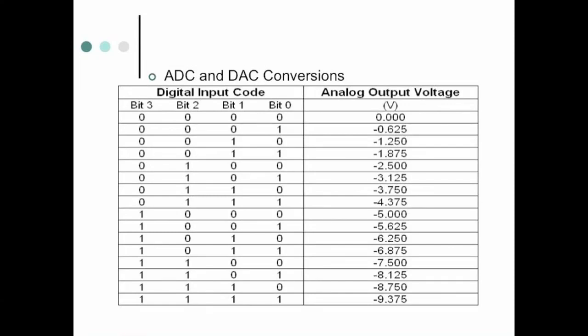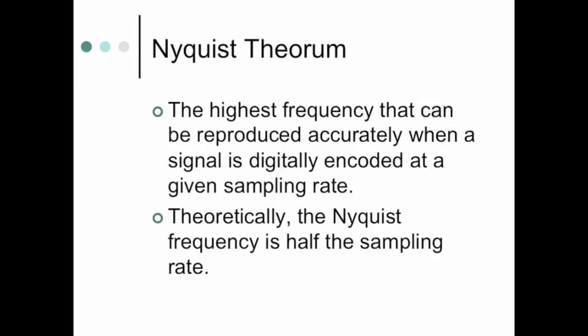So we talked briefly about what the Nyquist frequency is and why you have to have a filter. Let me explain that more fully. Okay, the highest frequency that can be reproduced accurately when the signal is digitally encoded at a given sample rate is the Nyquist frequency. Theoretically, the Nyquist frequency is half the sample rate.